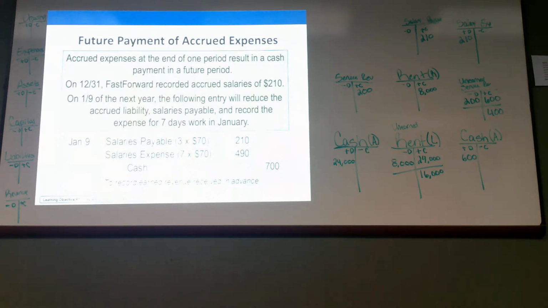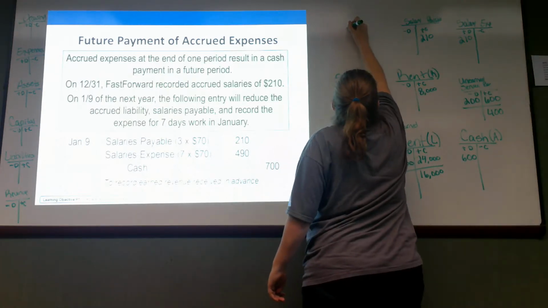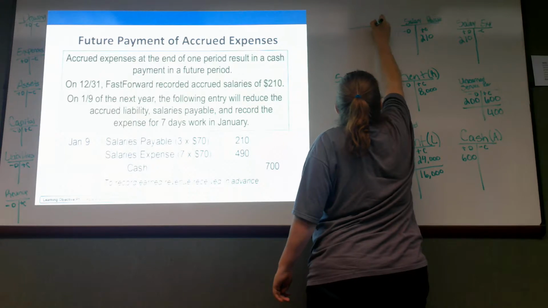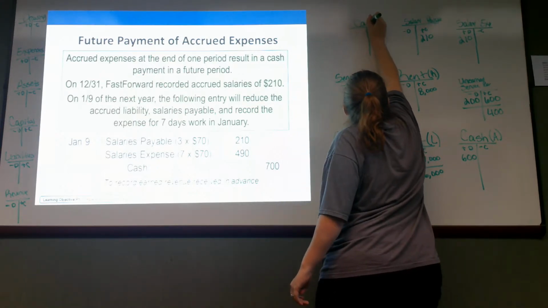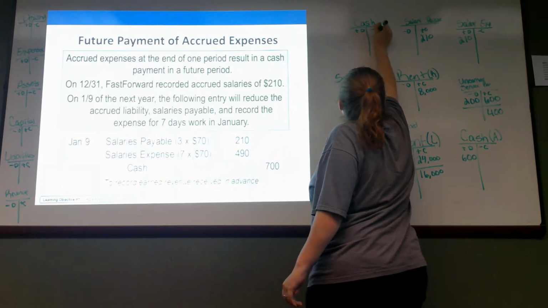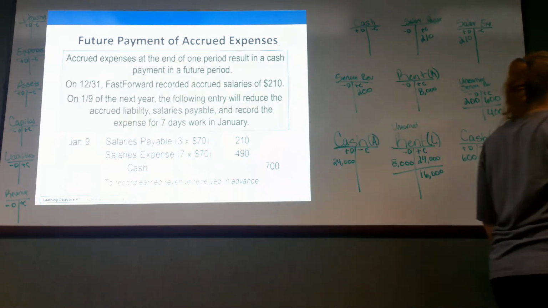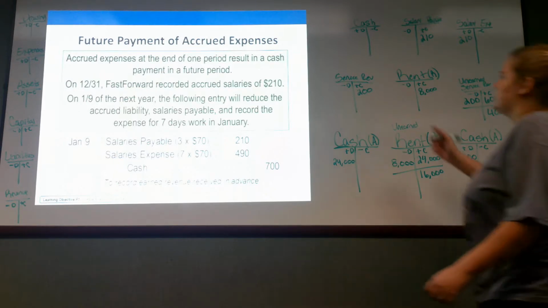Go ahead and make another one up there. So, on January the 9th, we have 2 weeks pay, right? So that's 10 days at $70 apiece. So that is $700. So we paid out $700 cash.